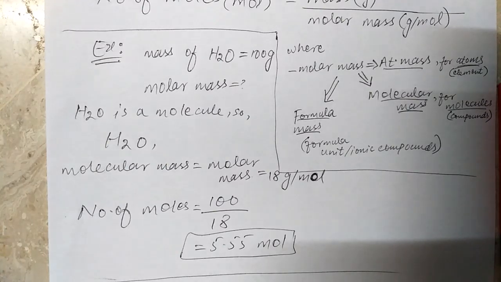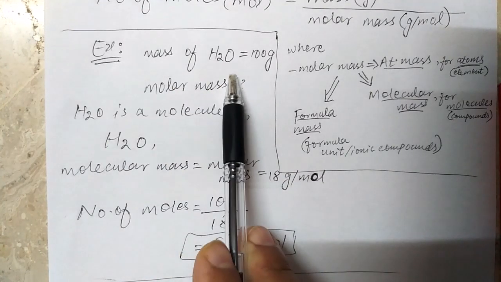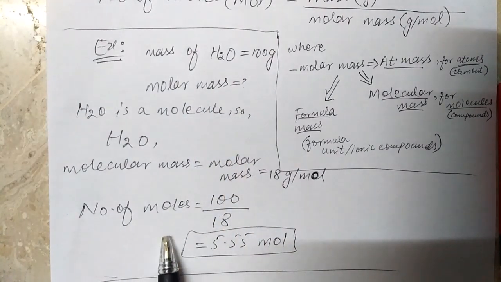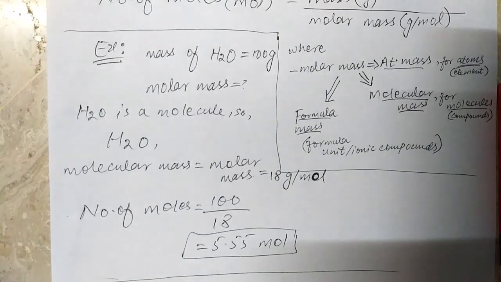Example of this kind of calculation is here. Suppose we have 100 gram of water, meaning mass in gram of water is 100 gram. We need its molar mass to calculate its number of moles. How to calculate molar mass? Look at the substance again. We are talking about water, H2O. Water is a molecular substance.